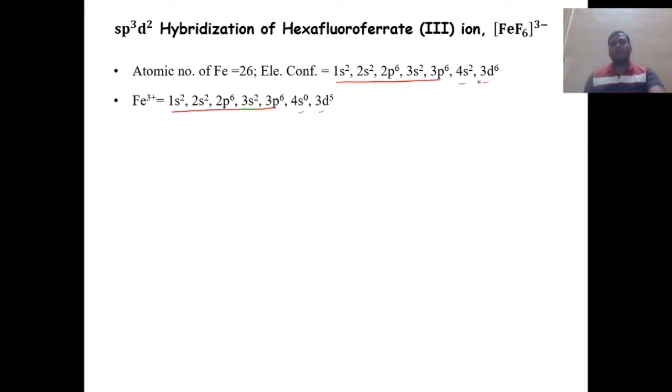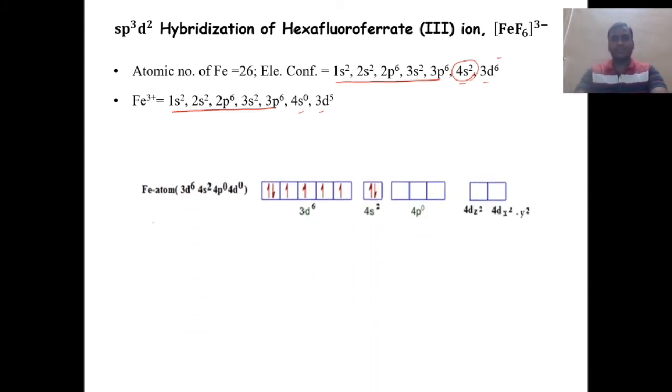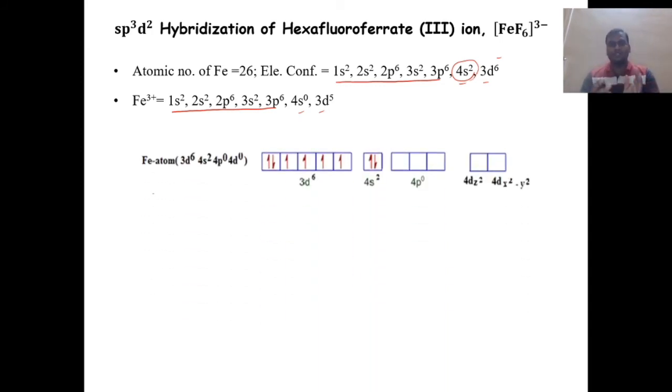See here what happened: the 2 electrons present in the 4s orbital it loses while forming a complex, and 1 electron from the d orbital. So the electronic configuration of the last shell is 4s0 3d5. So how the electron is distributed at the ground state level in the d orbital of the Fe atom.